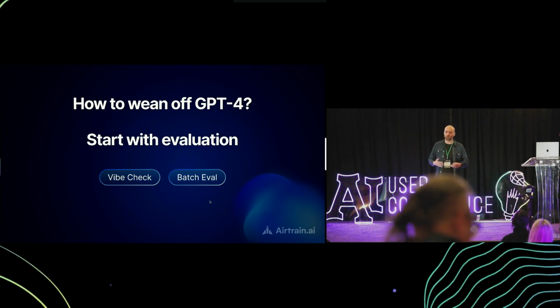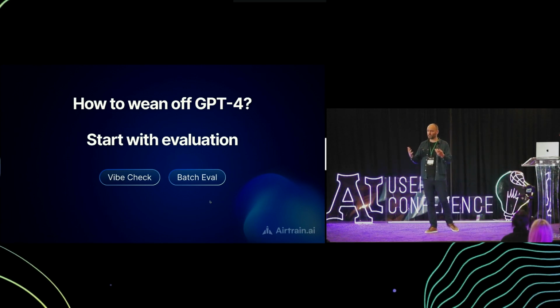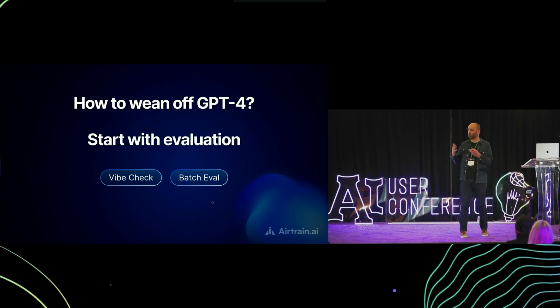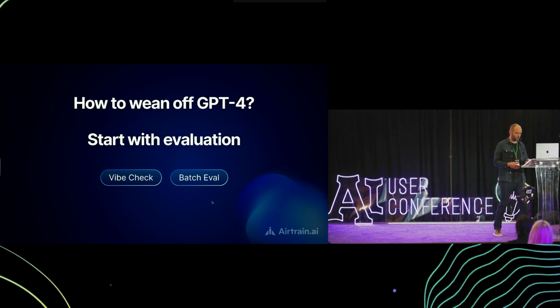Batch evaluation is when you create a batch evaluation data set of a few hundred or a few thousand examples, and you run them all through the model to have some statistical significance about this. Intuition is great, but intuition is not statistically significant. So once you've built your intuition, you need to move on to batch evaluation. So I'm going to quickly show you how you can do those things with Airtrain.